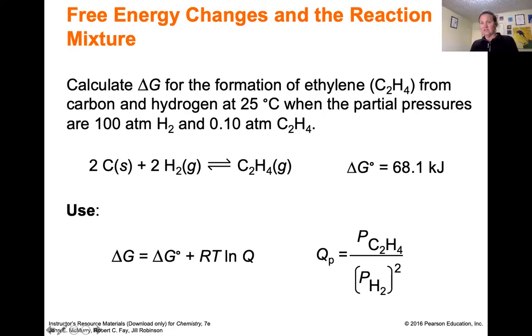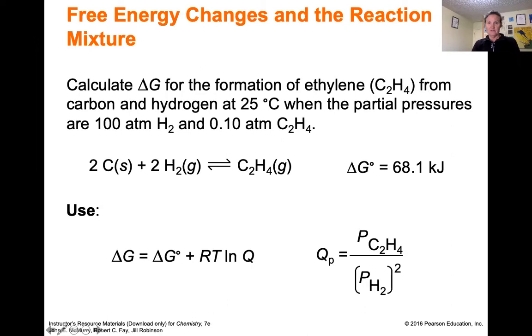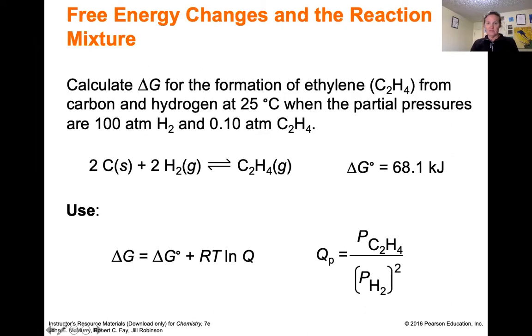So the delta G standard state they got from doing delta G's of formation from the back of the book. So this reaction is not spontaneous at conditions of 1 atmosphere for each of the gases. So its delta G is 68.1 kilojoules and it's positive. So when we put the pressures in, they do that part.